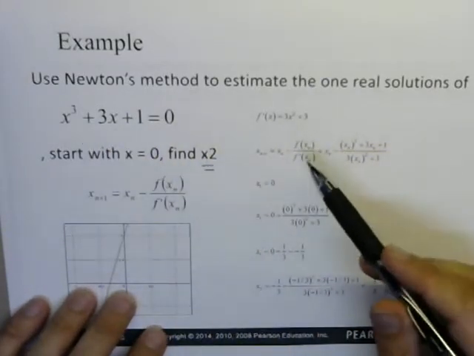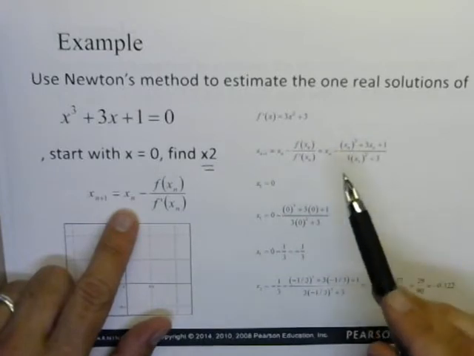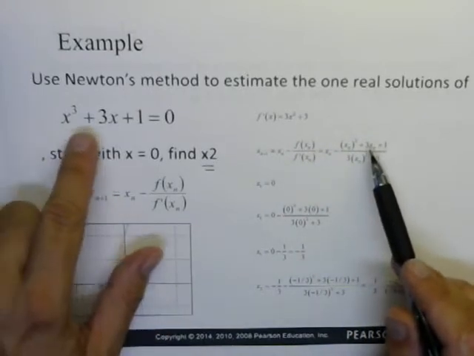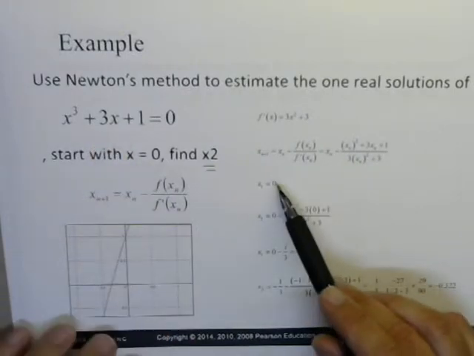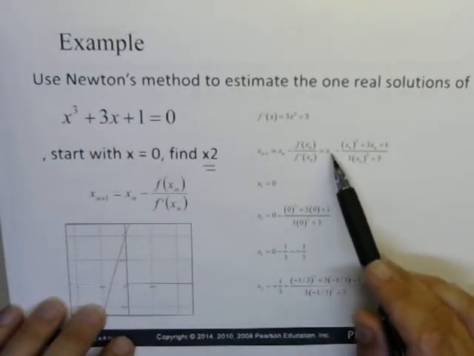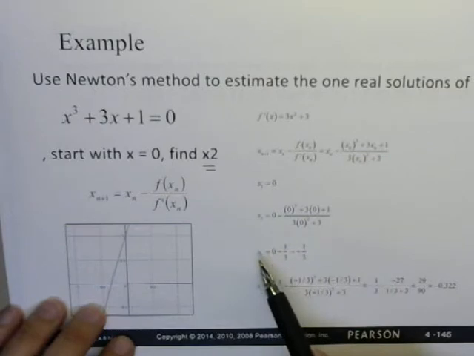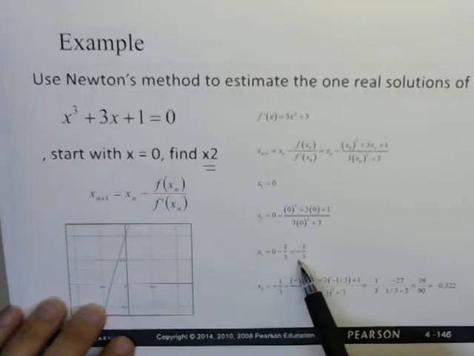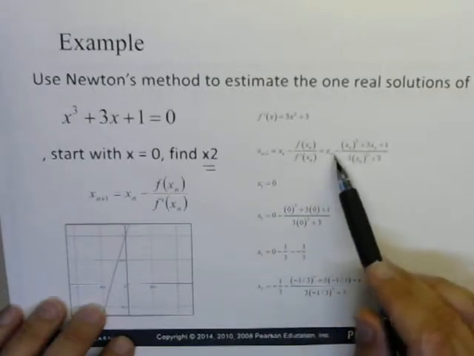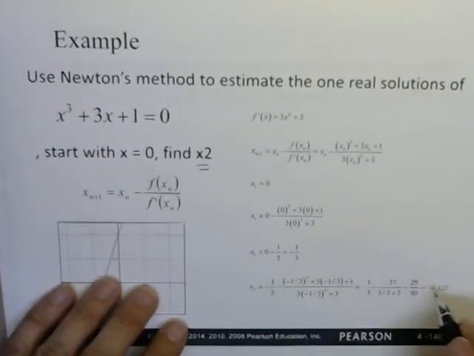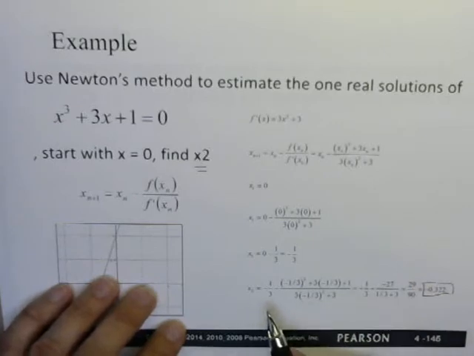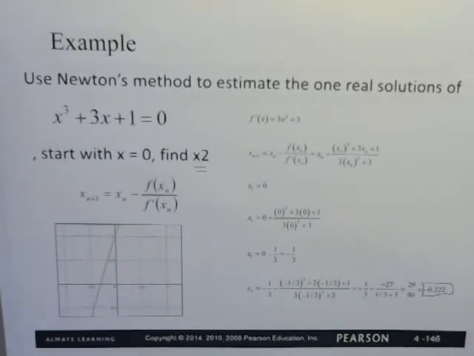So the idea in this case, again, is you just plug into this equation. The top is this, the bottom would be the derivative, which would be 3x squared plus 3. So start with x sub 0. Wherever you see an x sub n, plug zeros in there. That gives you negative 1/3. Then take negative 1/3 and plug that in for all the x sub n's. Work that out, that'll give you that value. And that is all the further I wanted you to go, which is negative 0.322.